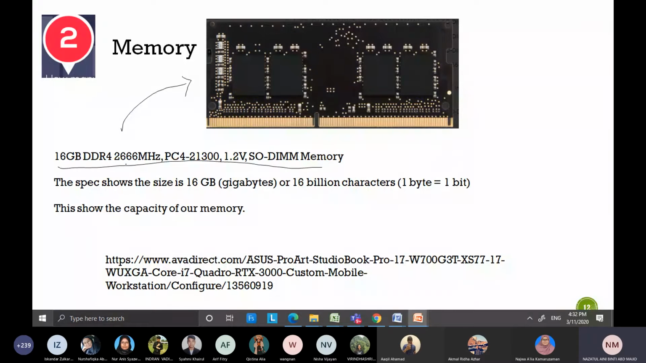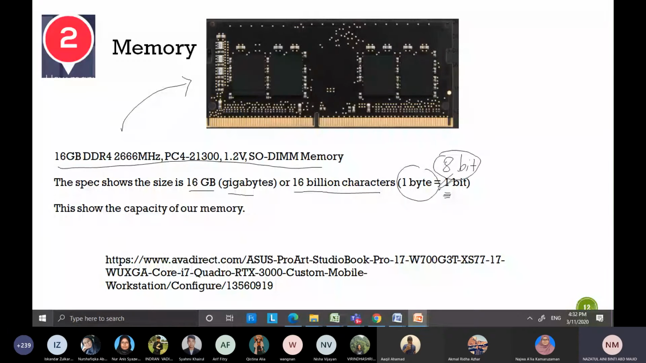Okay, so the spec shows the size is 16 gigabytes. This means that it has the capacity for 16 billion characters, which means that you still remember 1 byte is 1 bit, is it correct? 1 by 8 bit. What is the correct one? 1 byte equals 8 bits. Yes, in 1 byte it contains 8 bits.